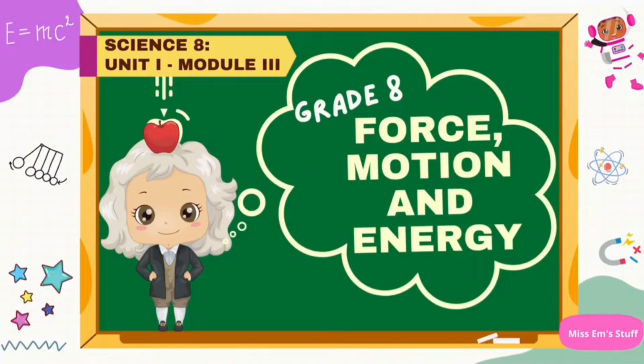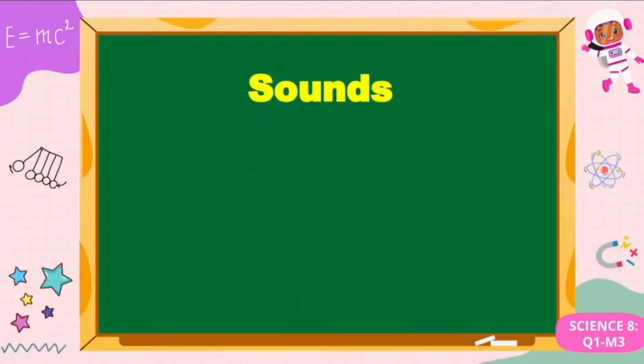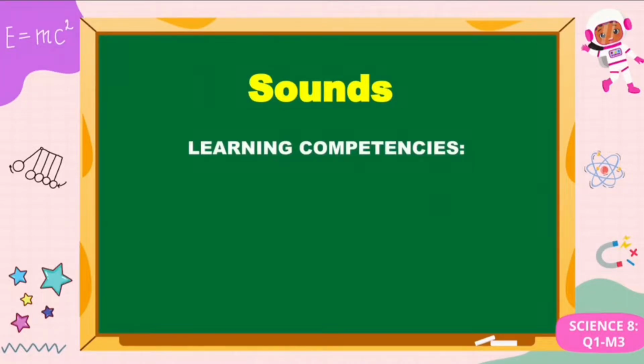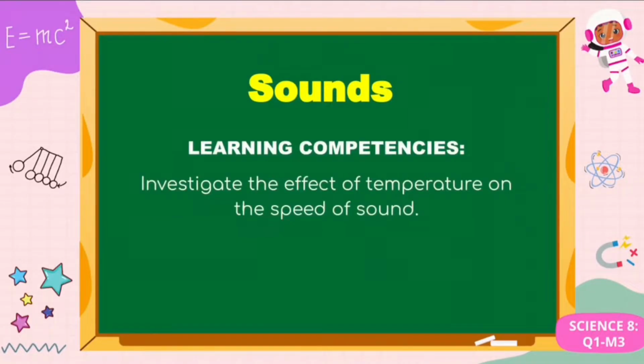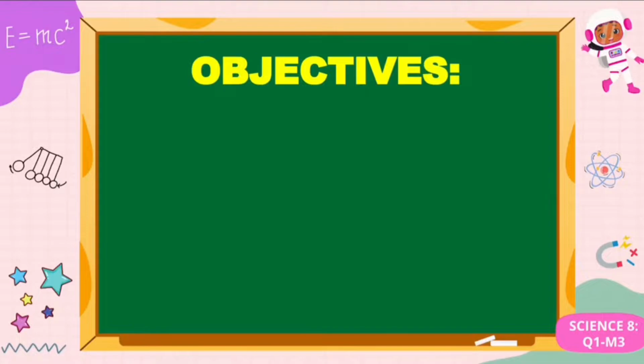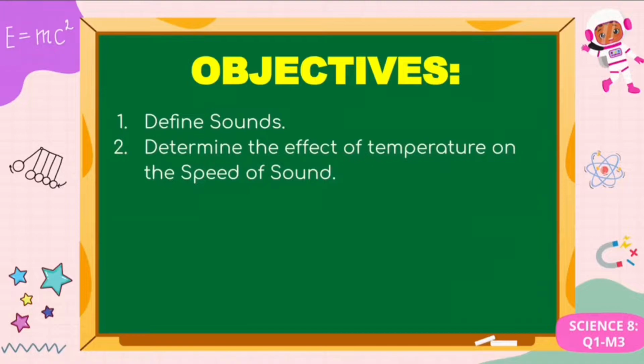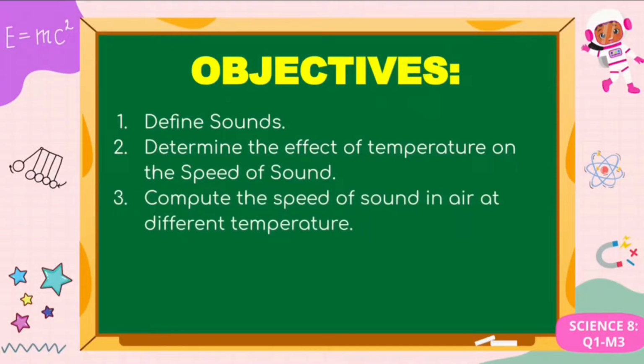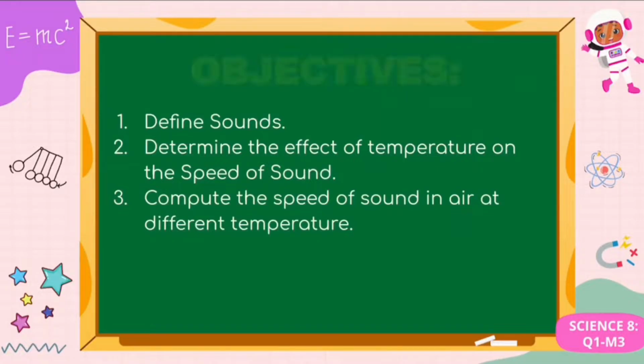Science 8 Unit 1 Module 3 Grade 8 Force, Motion and Energy. Part 3 Sounds. Learning competencies: Investigate the effect of temperature on the speed of sound. Objectives. Number 1. Define sounds. Number 2. Determine the effect of temperature on the speed of sound. And number 3. Compute the speed of sound in air at different temperature.